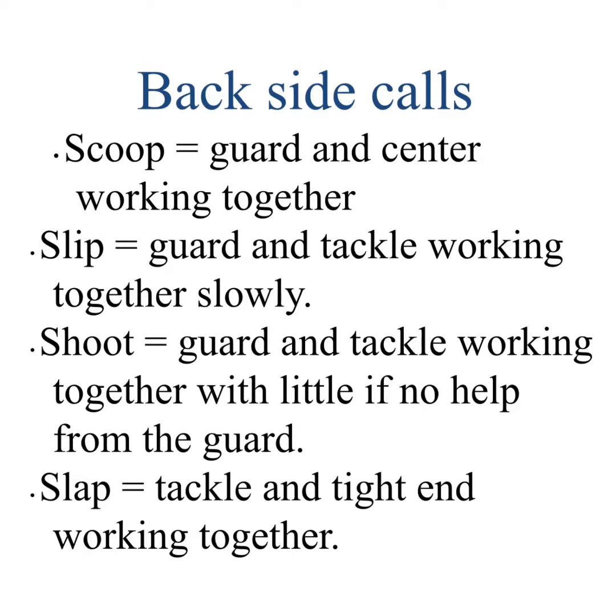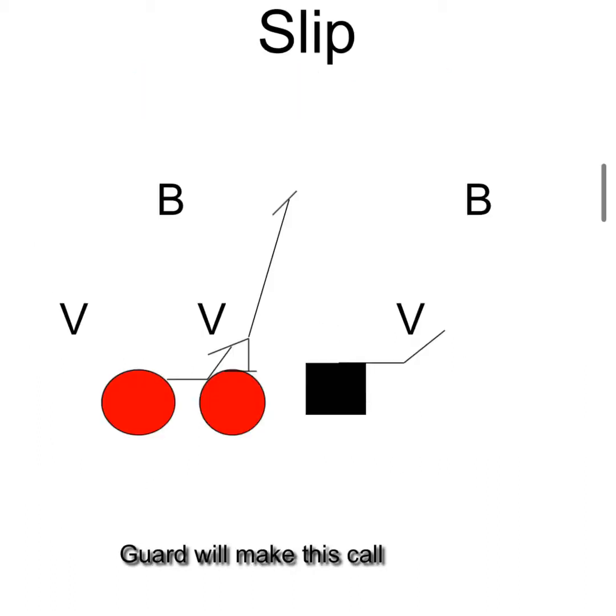Next, we have a slip and a shoot. With a slip, it's a much slower combination block where the guard's able to stay on that defensive tackle for a little bit to help that offensive tackle get underneath there. So here shows you the slip. So this guard and tackle combination, and the guard's working off to that outside backer. So once again on the slip, it's a much slower double team.